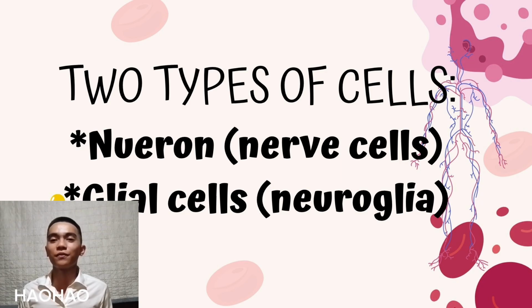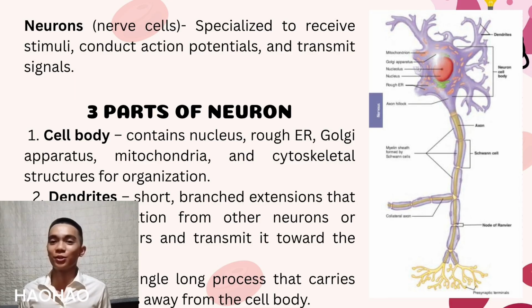So there are 2 types of cells, which are the neurons or what we call nerve cells and the glial cells or what we call neuroglia. So what are neurons? Yes, neurons are specialized to receive stimuli, conduct action potentials, and transmit signals. There are 3 parts of neurons. The first one is the cell body. The cell body contains the nucleus, rough ER, Golgi apparatus, mitochondria, and cytoskeletal structures for organization.